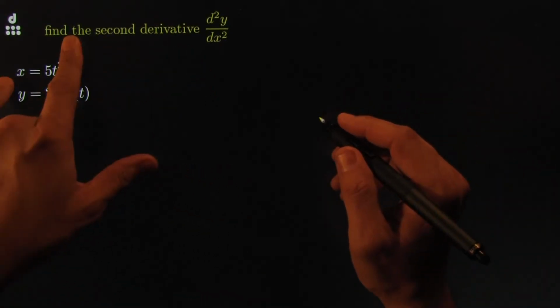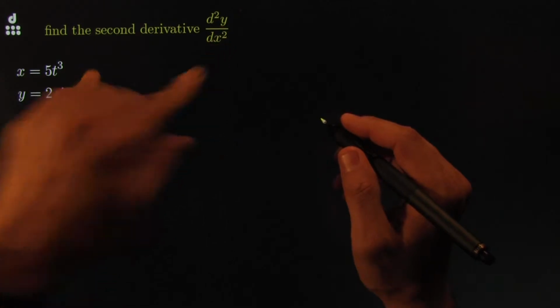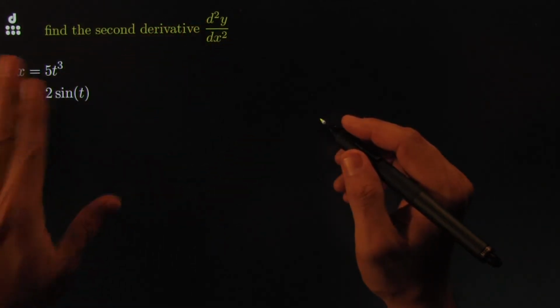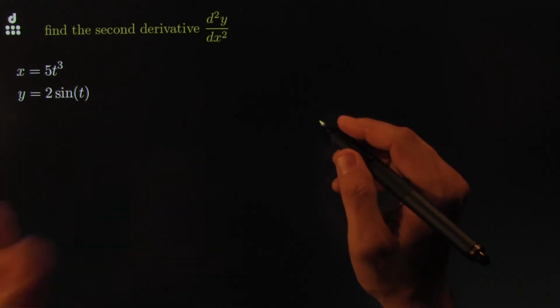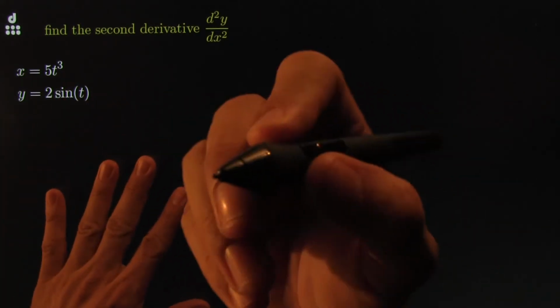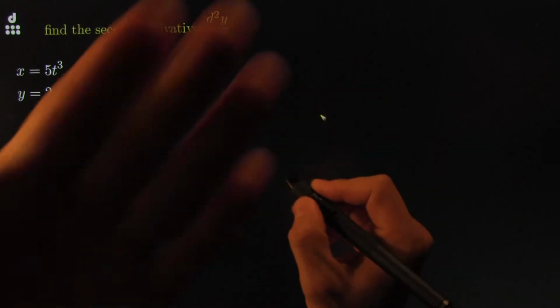Alright, let's do this. Now we're finding a second derivative, the second derivative of y with respect to x when the equations are given in parametrized form. Piece of cake. I think this is so easy I might even be able to do it with just one hand.